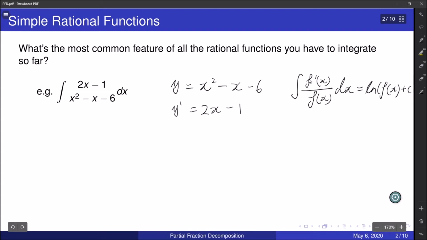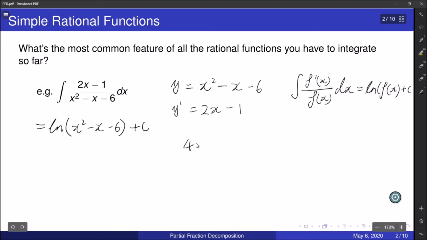So if the numerator is the derivative of the denominator, then it simply is the log function. So in this case, obviously, it's log of x squared minus x minus 6 plus c. Of course, the numerator doesn't have to be exactly the derivative of the denominator. You can have a linear multiple as well.